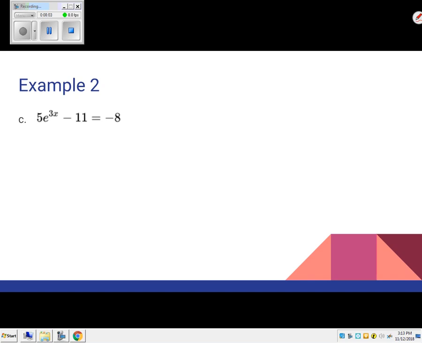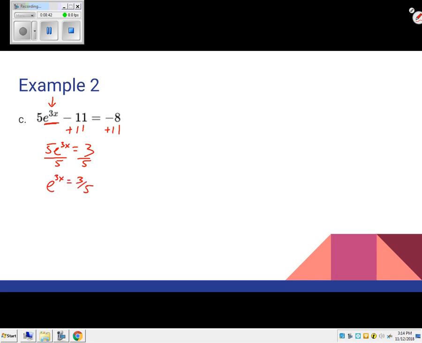All right, so now if I don't have two exponential expressions in this, I think the problem gets a little bit easier to work. Okay? For instance, on this one, I just have e to the 3x. I want to treat that e to the 3x as my variable up front. I want to make it so that this e to the 3x is the only thing that's left on the left side of this equation. So I'm going to add 11 to both sides. I get 5e to the 3x equals 3. Divide by 5. I get e to the 3x equals 3/5.